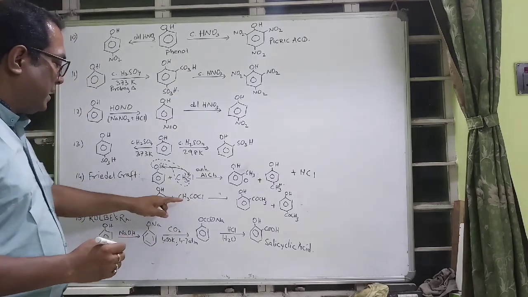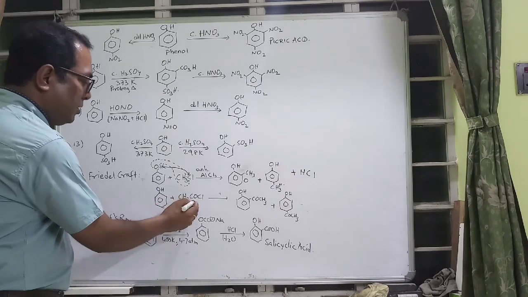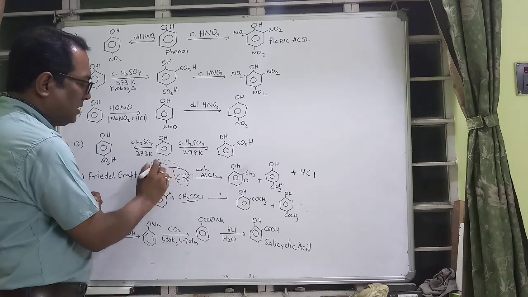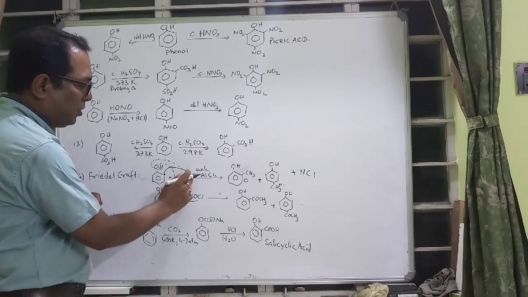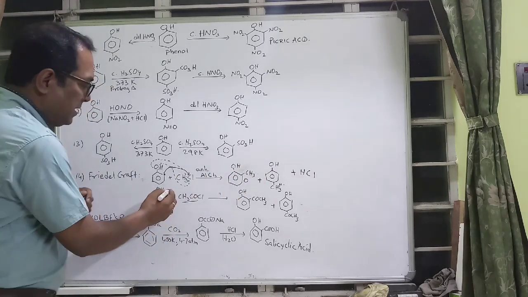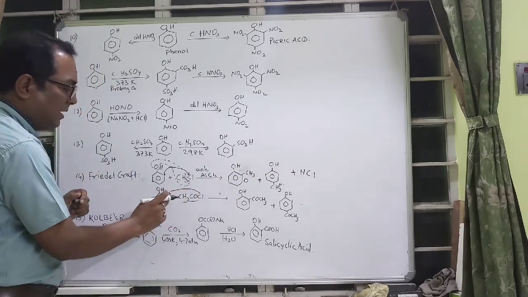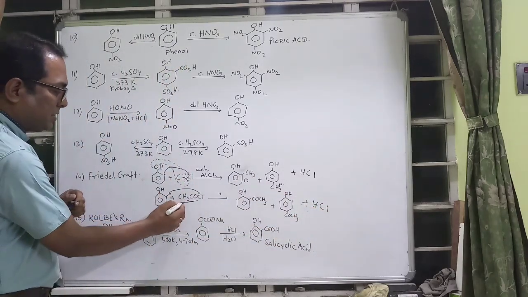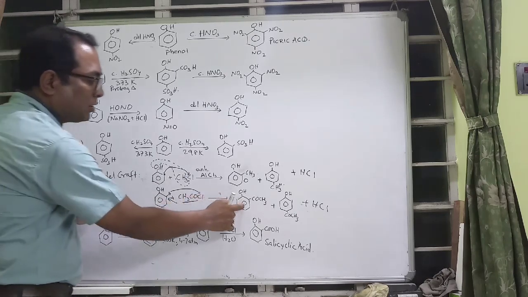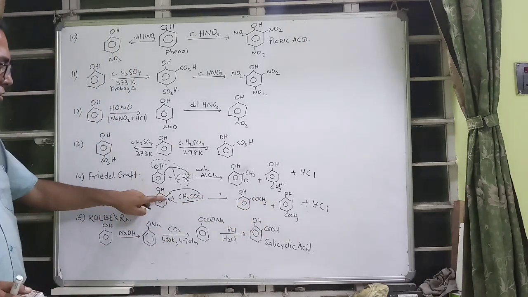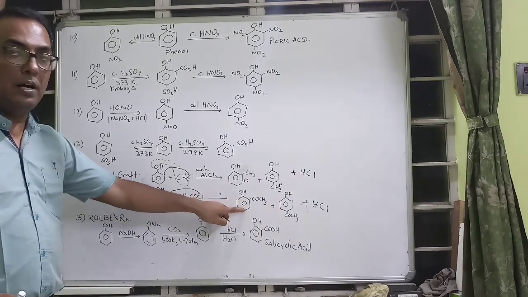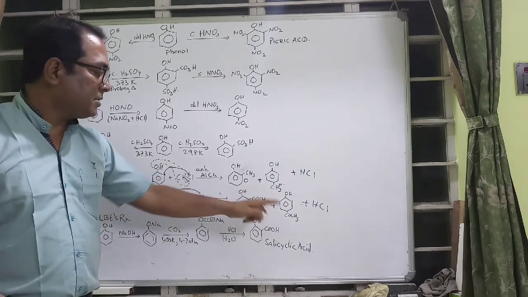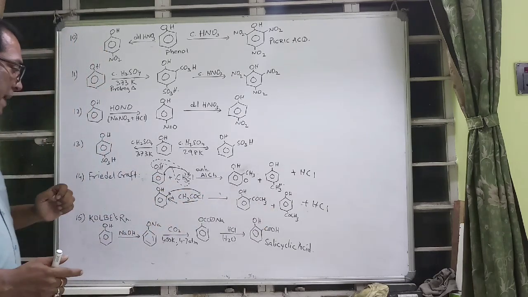Similarly, with acyl chloride, acylation, you can see this COCH3 gets attached here because the hydrogen is removed from this place. The hydrogen goes with the Cl and forms HCl. Similarly, this H takes this Cl and forms HCl. What remains is COCH3 attached to the ortho or the para position. If the hydrogen is removed from here, you get the ortho product. If it is removed from the para position, it is the para product.